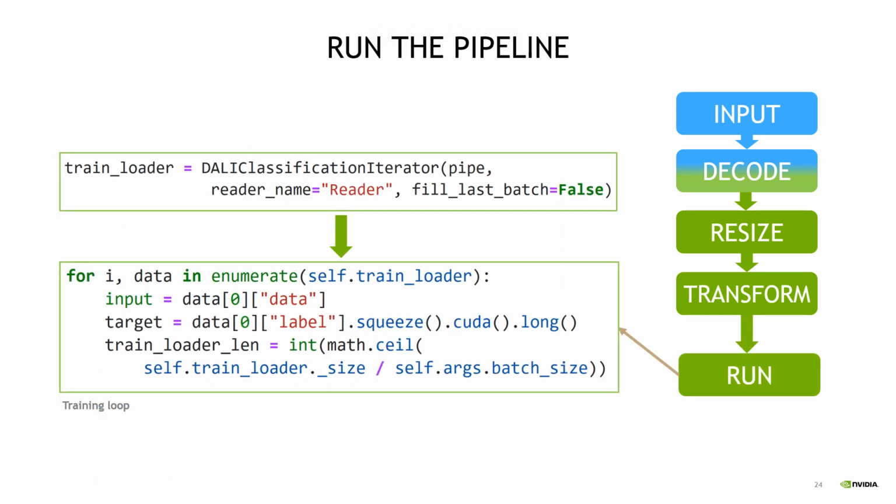And then finally you run the pipeline. What you basically do, you create a pipe, then attach an iterator to that pipe and start iterating over the batch, okay, in your training loop. And as soon as you iterate, DALI loads the data from the storage and feeds the model.